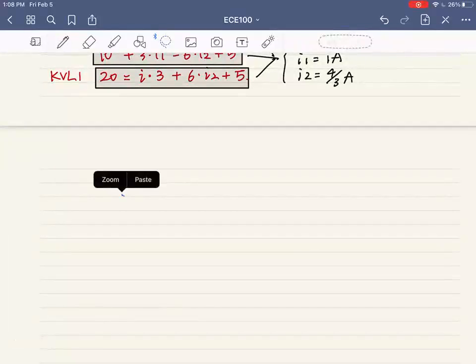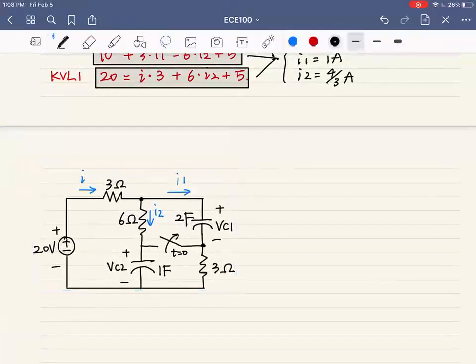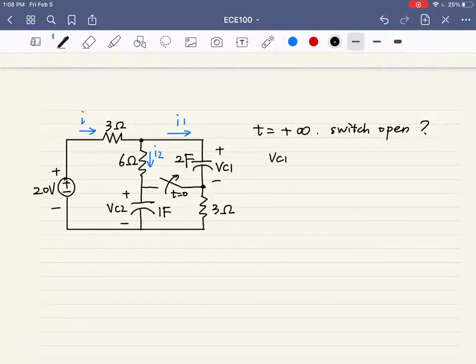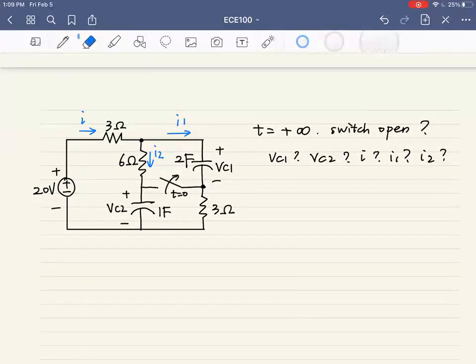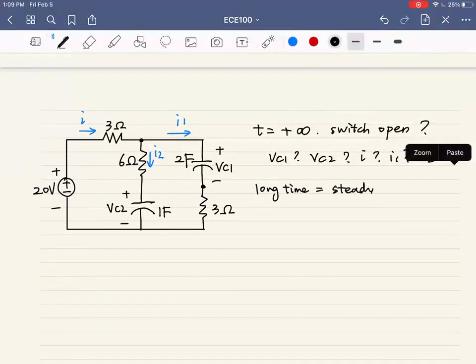I will ask one last question. What about when the time is long enough after the switch is open? What will be VC1, VC2, and what will be I1, I2? The first step is to remove the switch because it is already open, right? And then remember we said when it is a long time, we know the circuit is in steady state.